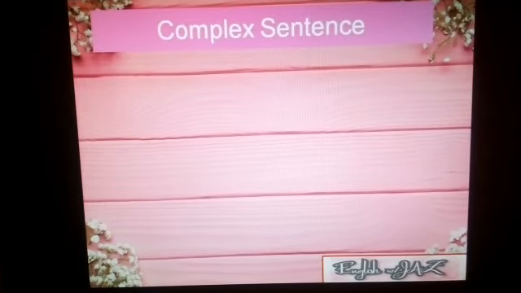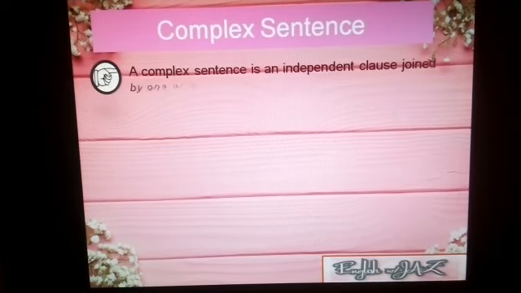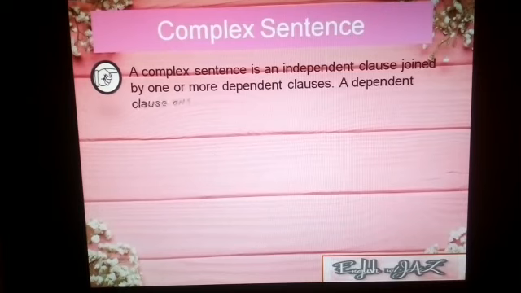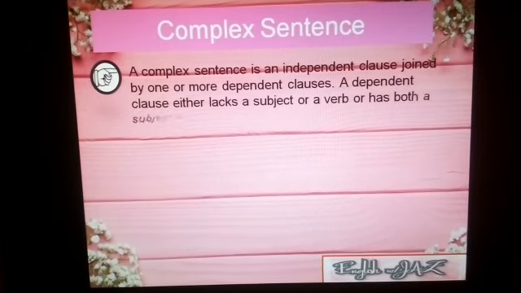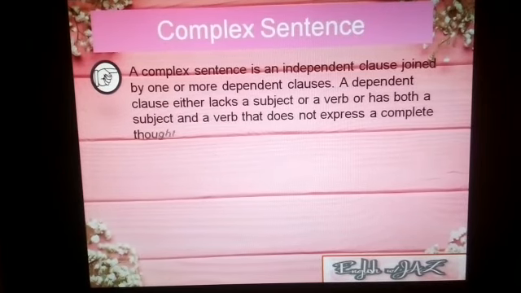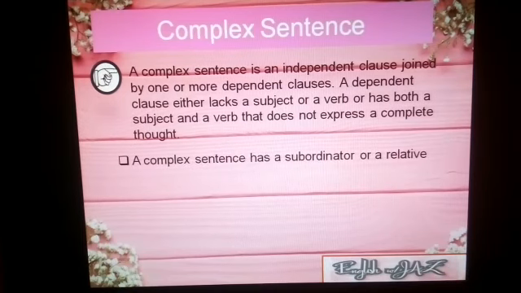Let us now have the next type, which we call a complex sentence. A complex sentence is an independent clause joined by one or more dependent clauses. A dependent clause either lacks a subject or a verb, or has both a subject and a verb that does not express a complete thought. A complex sentence has a subordinator or a relative pronoun: who, that, which.